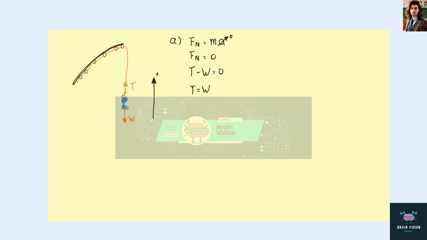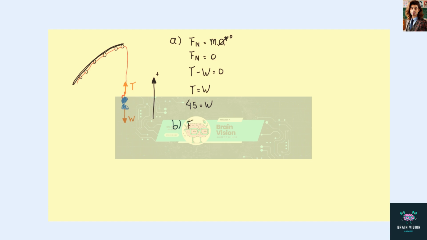But the maximum tension that the line can sustain is 45 newtons. Therefore, for the maximum tension, we have 45 newtons being equal to the weight of the heaviest fish that can be fished under these conditions. On the next item, we have an acceleration.